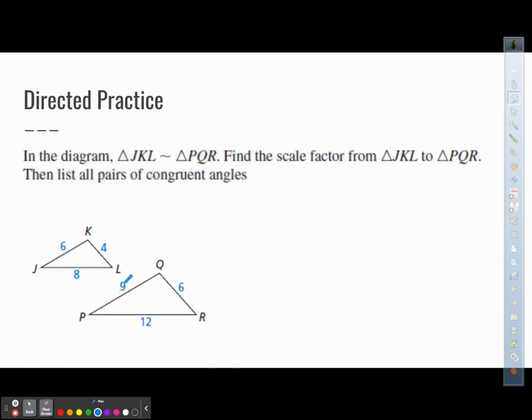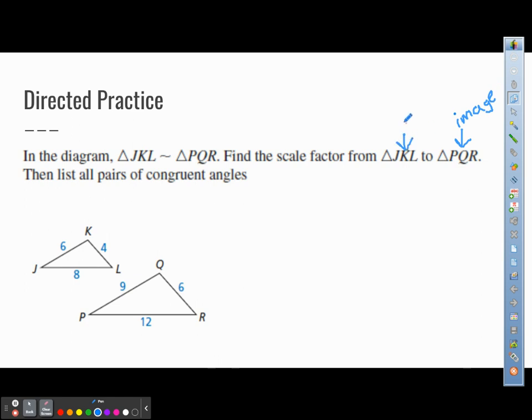First thing you're going to need to do is fill in these missing side lengths. PQ is 9, QR is 6, and PR is 12. Okay, it says triangle JKL is similar to triangle PQR. Find the scale factor from JKL to PQR and then list all pairs of congruent angles. So, to get your scale factor, you need to write down which one's your pre-image and image. The second one is always going to be the image.